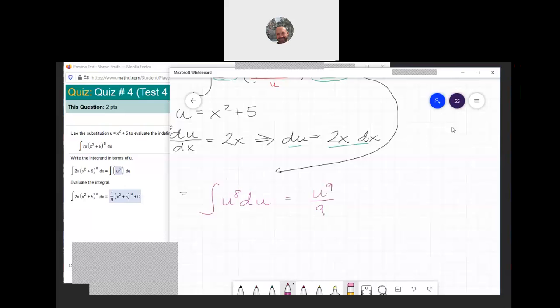Plus some constant c, right? Now I have to go back in and say what was u. U was x squared plus 5. So x squared plus 5 to the 9th over 9 plus c. Right, there's our answer. You could leave it like that, or you could take out the 1/9 and throw it out in the front like they did there. It should accept either way.